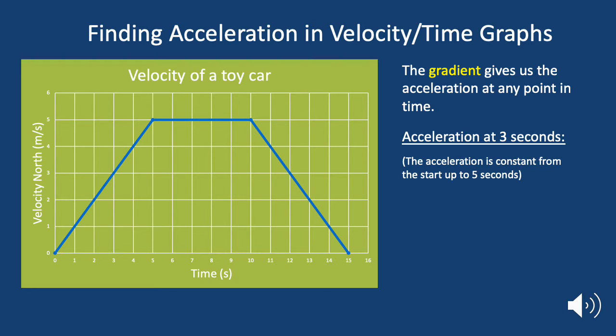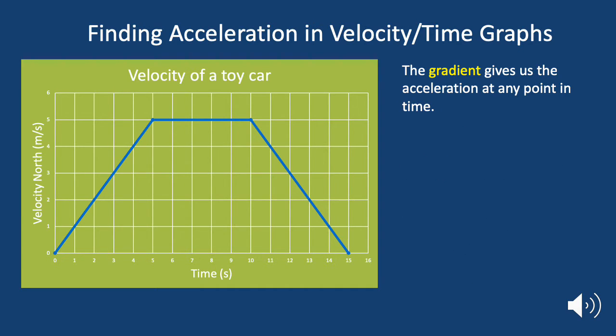So at 3 seconds, what is the gradient? Well, of course, gradient of a line is rise over run. Now, I look at the line between 0 and 5 seconds, and it's rising as we move to the right. So it's got a positive slope, rise over run. What is the rise? Well, it goes from 0 meters per second up to 5 meters per second. So the rise is 5 minus 0 meters per second. The run is 5 minus 0 seconds, because this happens over 5 seconds. So 5 divided by 5 gives us 1, and meters per second divided by seconds gives us meters per second per second. The gradient gives us the acceleration at any point in time. So we've got rise over run as our gradient.